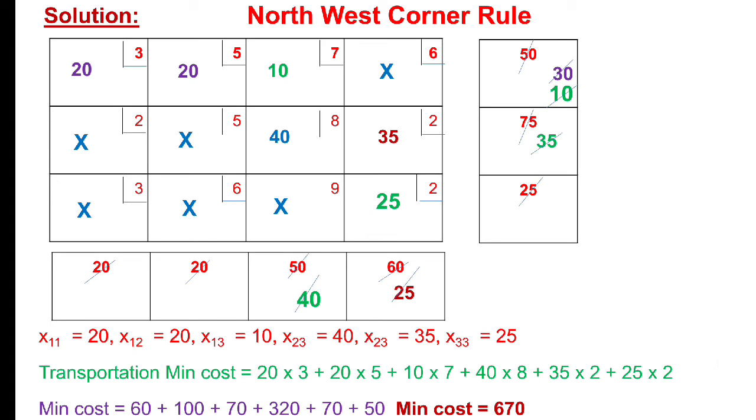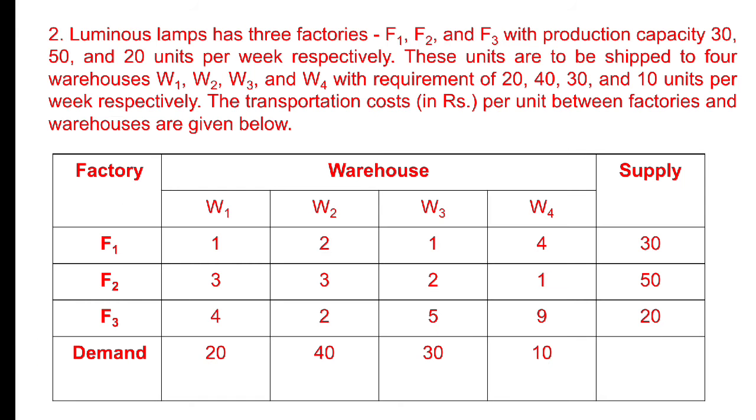Another problem will be considered. 3 factories, 4 warehouses. Supply and demand are given. First we need to check that total supply equals total demand. Supply value 30 plus 50 plus 20 is 100. Demand 20 plus 40 plus 30 plus 10 is 100. Both are balanced, so we can solve it with this method.